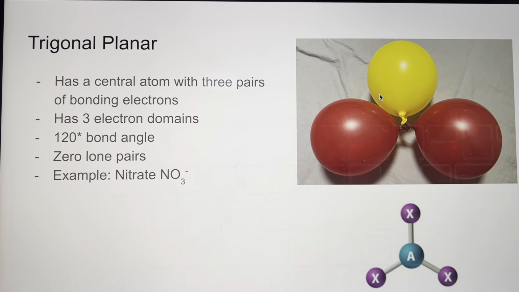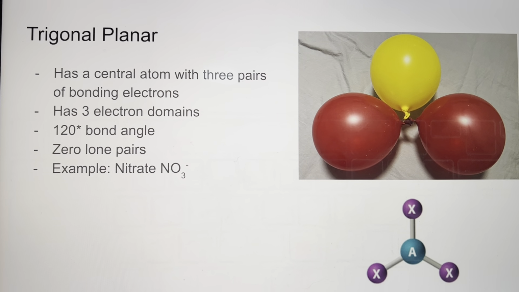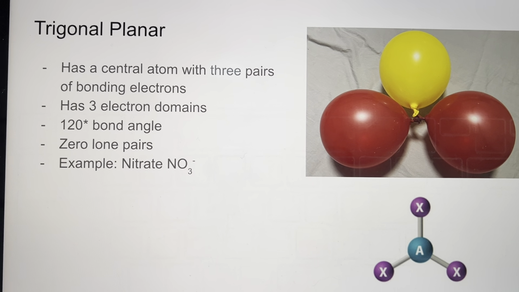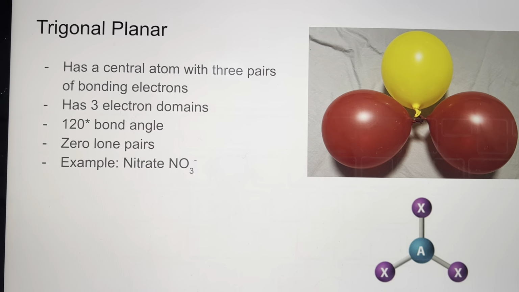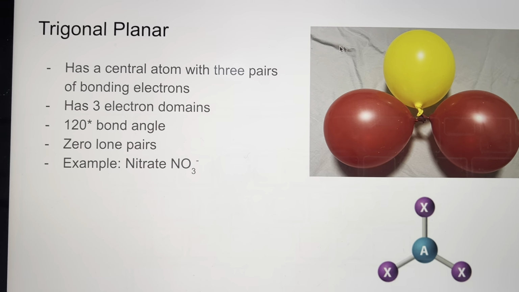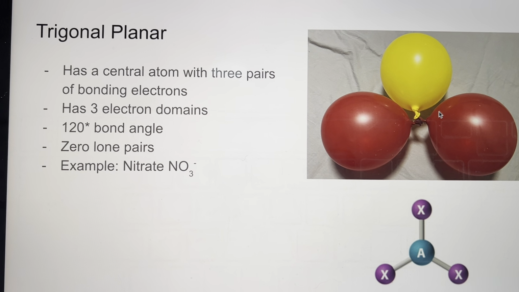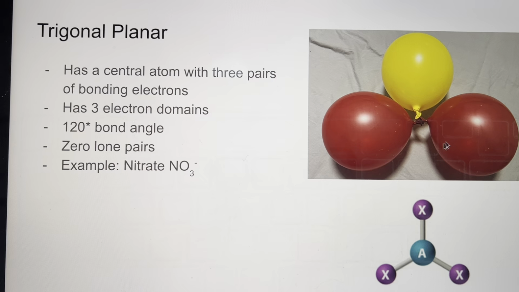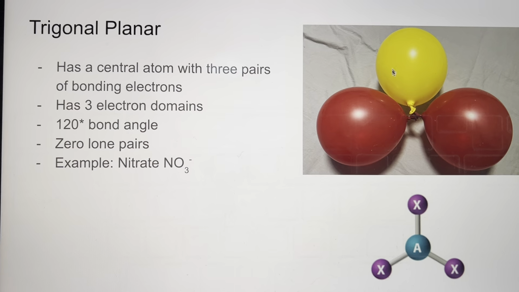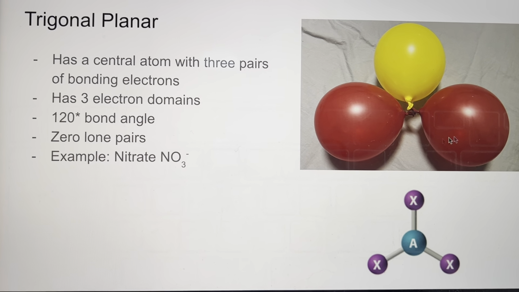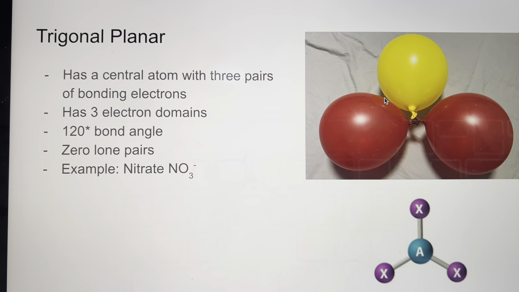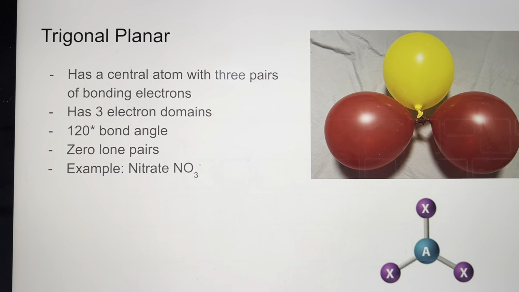Okay, next up I have trigonal planar shape. This one has a central atom with 3 pairs of bonding electrons. It has 3 electron domains, 120 degree bond angles, 0 lone pairs, and the example I chose is nitrate. So here we would have the central atom being nitrogen with 3 oxygen molecules around, just like it's shown here in the 2D model. Unfortunately, I don't have all the same colored balloons, so in this case we would have them be all red, but I was using them for a different model, so that is nitrate right there.